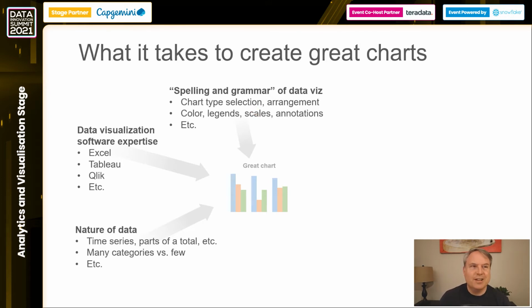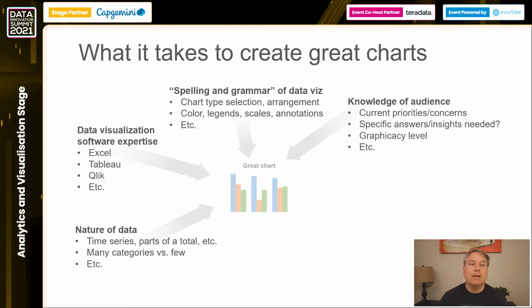But if you don't know these basic spelling and grammar rules, then you're going to make spelling and grammar mistakes in data visualization. You're going to have improperly formatted scales. You're going to choose the wrong color palettes, choose the wrong chart types. And your charts are going to end up being potentially confusing or worse, misleading, essentially leaving people with the wrong understanding of the data.